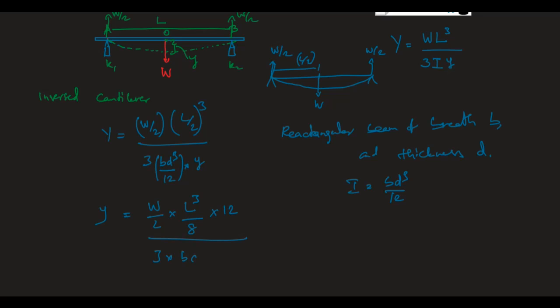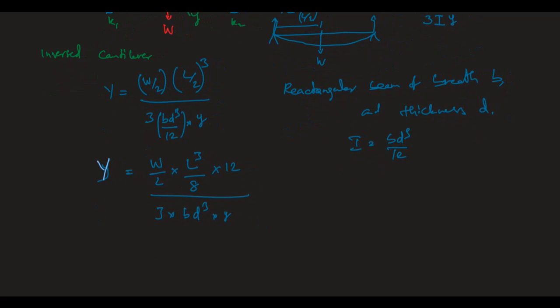3 B d cube, small y, actually this is the capital Y, capital Y. So finally we will get W L cube into 12 divided by 2 into 8, which is 16, 16 times 3 is 48, B d cube Y. So now this cancels with 12 into 4 times, giving W L cube over 4 B d cube Y.